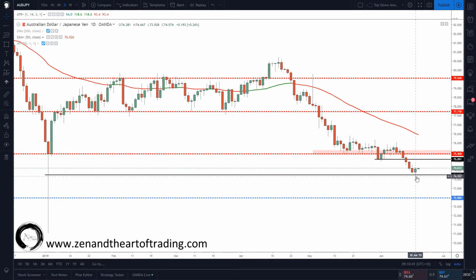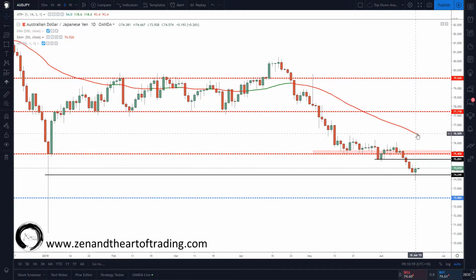This pin bar rejection candle at 74 even and a 4-hour structure support zone. We're probably going to see a bit of relief here, a bit of retracement. This isn't the strongest trend, and we are fairly oversold here. I mean, there's a lot more red candles here than green candles.